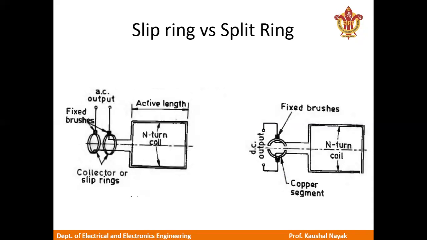Generally, an AC machine or a DC machine containing the armature as a rotating part always produces AC. This AC voltage can be extracted directly from the terminals using slip rings. But in order to convert that AC quantity to DC quantity, slip rings are replaced by split rings.